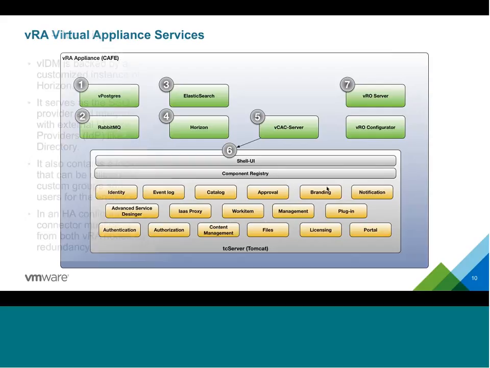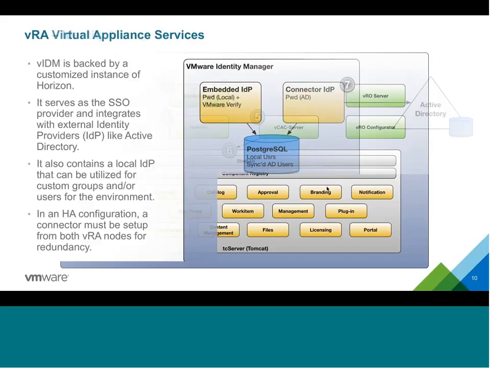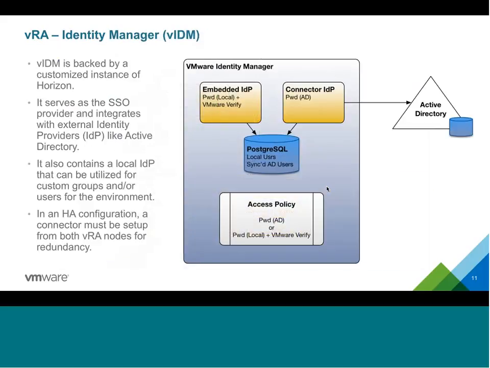So the major change from vRA 6.2 to 7.2 is the identity manager. In 6.2 we had an external identity manager. In 7.2, and 7.x for that matter, we have an internal identity manager. The identity manager resides inside this Cafe appliance. It uses PostgreSQL, and you can have either an embedded identity provider, which is local to that identity manager, or you can integrate with third-party identity provider services like Active Directory through connectors.